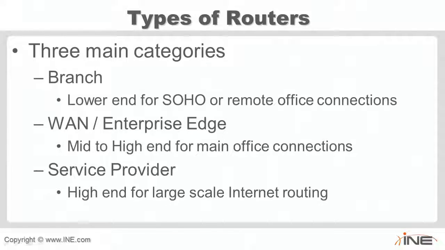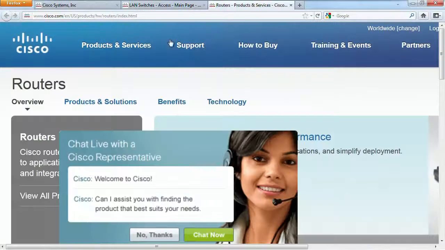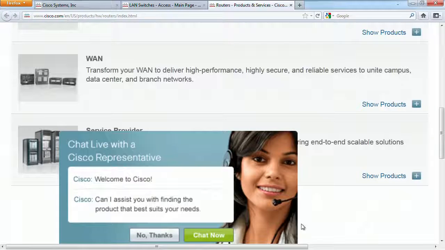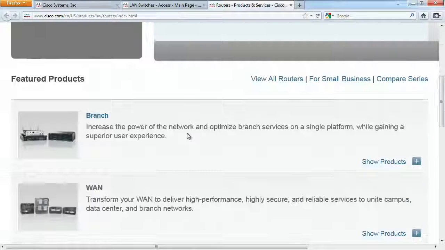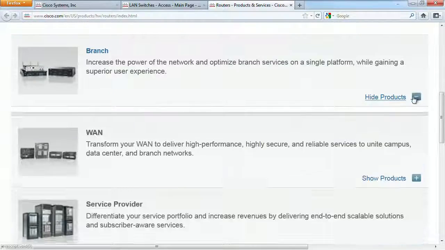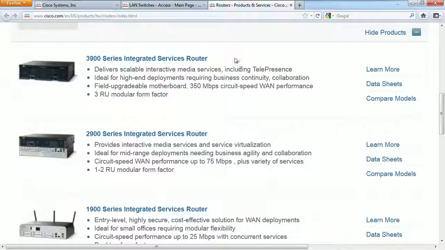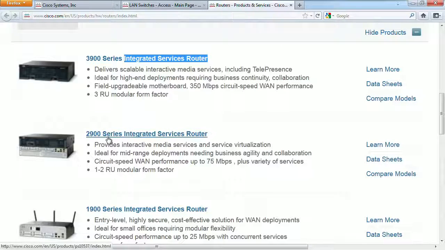Now, if you likewise look at the products, it's going to be separated similar to how the switches work, where we have the branch routers. These would be what they call the current ones, called the integrated services routers, or the ISRs. This would be like the 1900, 2900, or 3900 series.